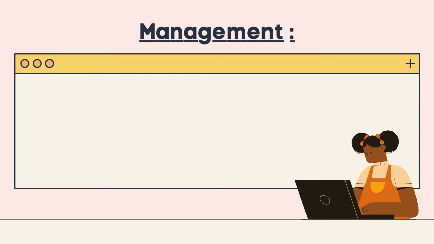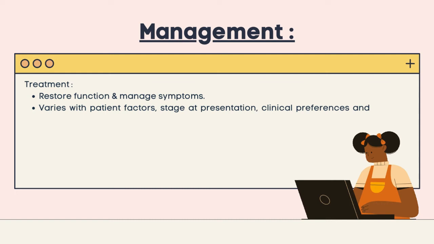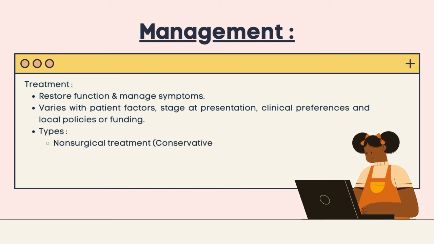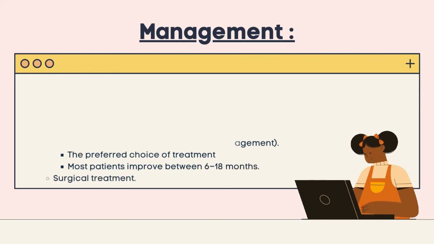Alright, we'll continue with the management of frozen shoulder. The goals of treatment are to restore function and manage symptoms, which can vary with patient factors, stage at presentation, clinical preferences, and local policies or funding. There are 2 types of frozen shoulder treatment, firstly non-surgical treatment, also called conservative management. This is the preferred choice of treatment, where most patients will improve between 6 to 18 months. Other than that, surgical treatment is also one type of frozen shoulder treatment.